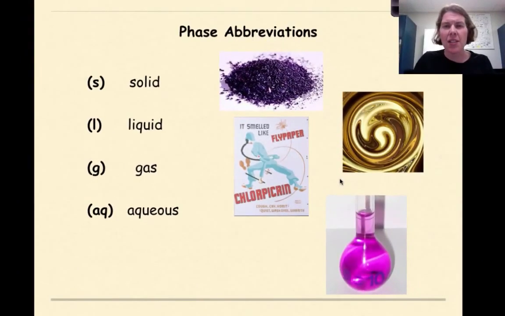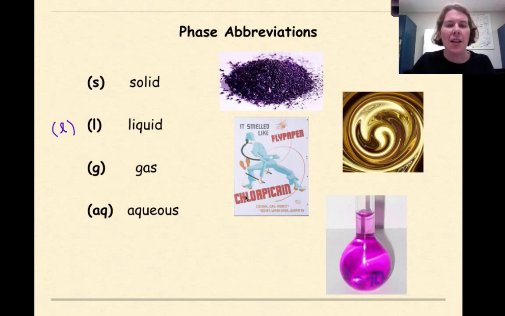Phase abbreviations. Basically, this is when you're looking at a formula and you're trying to figure out what state it's in. So is it a solid, a liquid, a gas, or is it aqueous? So a little s in parentheses is going to be a solid, just like this solid potassium permanganate right here. For a liquid, it's going to be a lowercase l, or in some cases, in parentheses, it's going to be a cursive L, like so. And I have some liquid gold right here to showcase that.